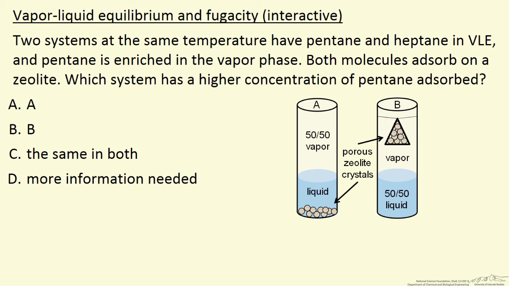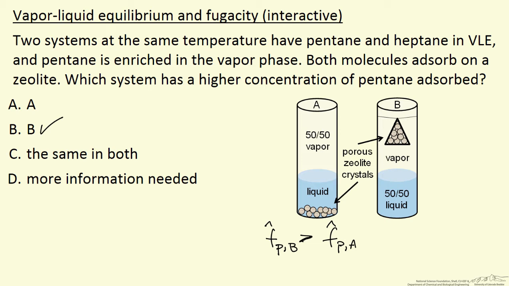You chose B. That is indeed the correct answer, and let's look at the reasoning. The fugacity is the driving force, and so what we're saying is the fugacity of pentane in system B is greater than the fugacity of pentane in system A. And if the fugacity is higher, then the amount absorbed is higher.